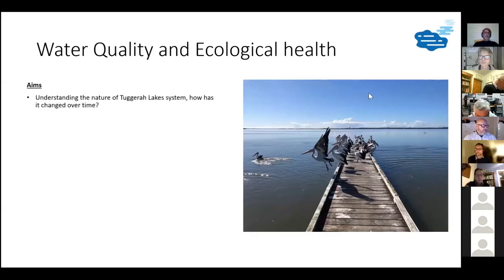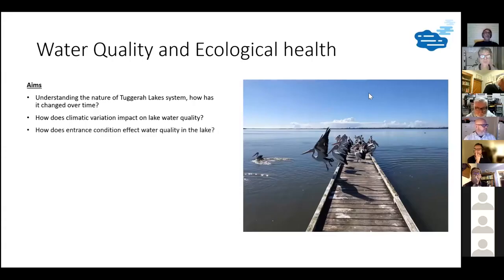So first of all, I'll just overview the aim. What we were trying to do was really understand the nature of the Tuggerah Lake system and how it's changed over time, and how that really controls or determines our experience of the lakes. An important part of that is to understand how climatic variations, so the seasonal patterns in rainfall and wind, as well as things like La Nina and El Nino and even longer period climatic variations, impact on lake water quality and the ecological processes.